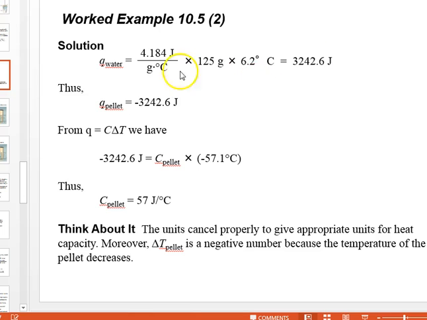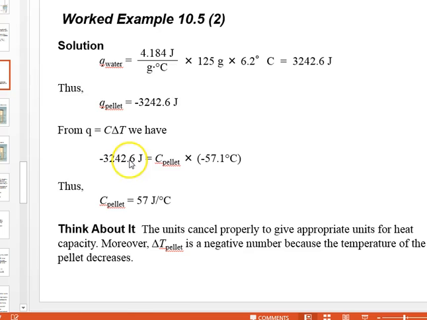And then again, the heat of the pellet is equal and opposite, so it's opposite in sign, so this is just negative 3,242.6 joules. We can use our formula Q equals C delta T. We'll have our heat, which we can get from the opposite sign of the heat of water, and then we have our delta T, and that will allow us to solve for just the C. Plugging it in just as the formula is written, we have our heat, which is negative 3,242.6. That's going to equal our specific heat of the pellet, multiplied by the change in temperature, negative 57.1 degrees Celsius.